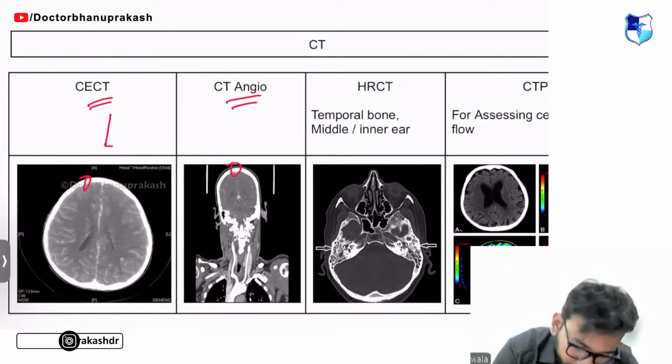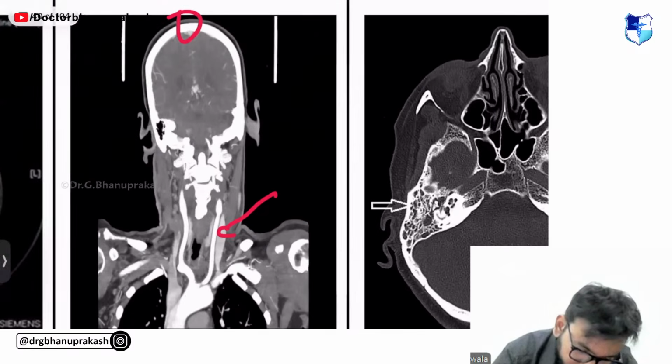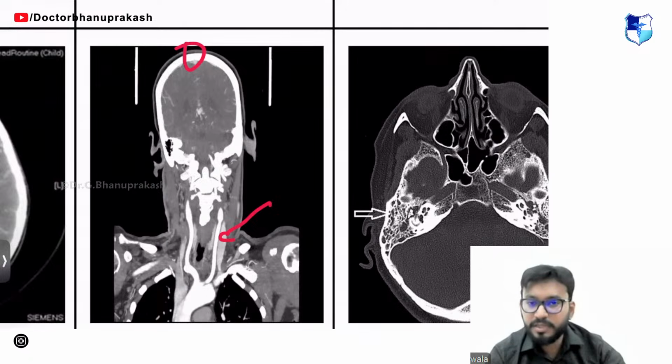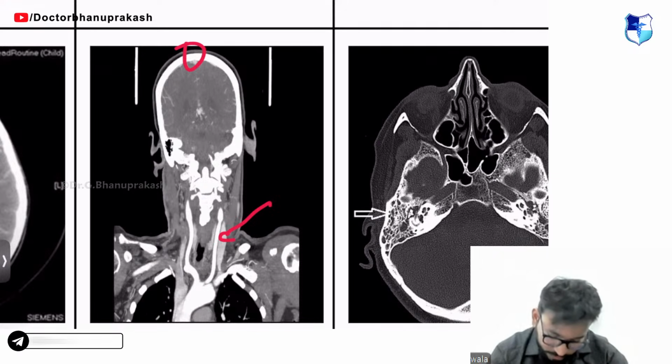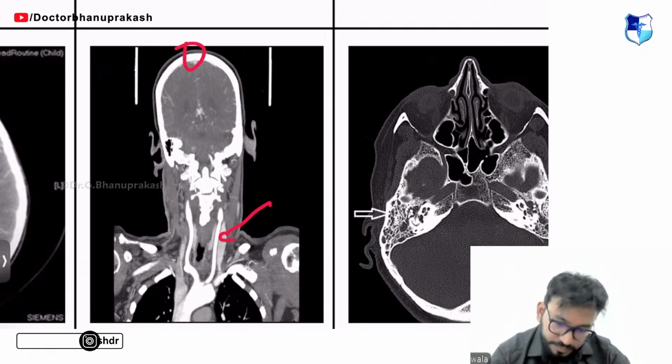It is CT. Can you see the blood vessels, guys? Can you see the arteries here? Can you see the carotids? This is an angio. CT angio.